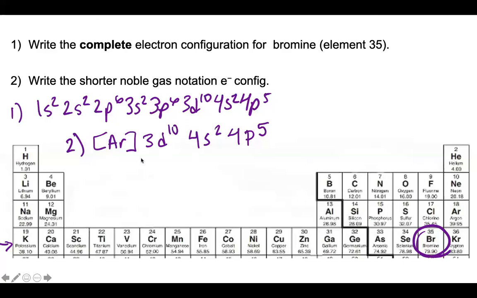If we think about our short configuration, we just go to the previous noble gas, which in this case is argon, and then we fill our 3d10, our 4s2, and our 4p5. So that's a great example of practice with electron configurations.